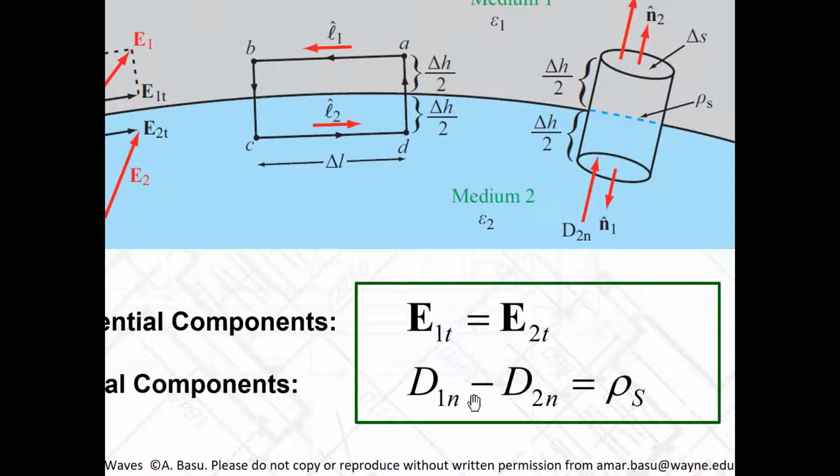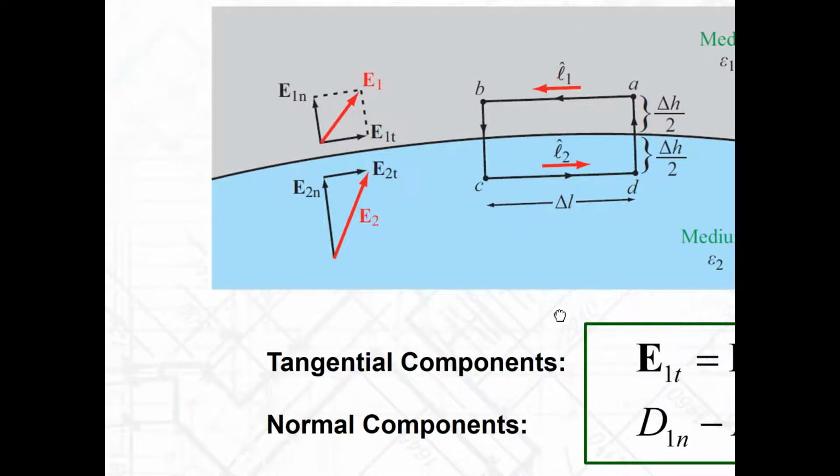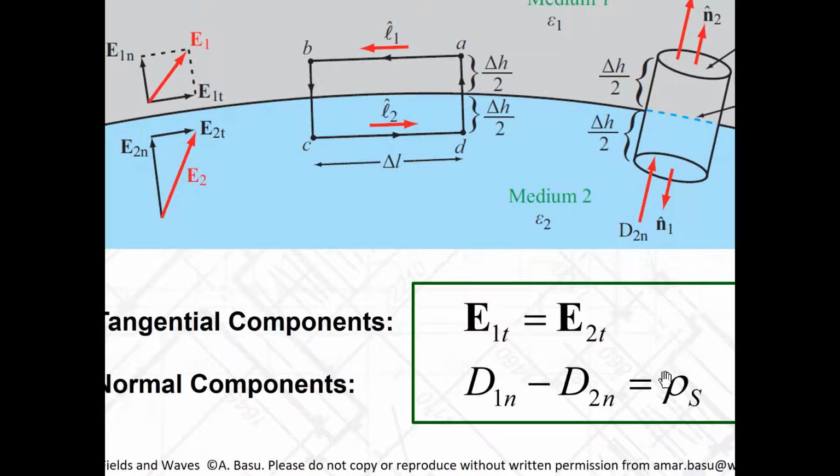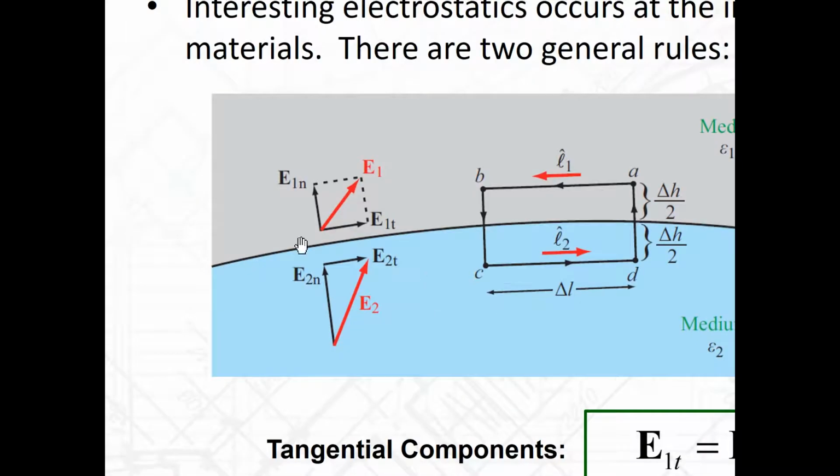So let's describe what the charge density is. Imagine this is a surface, the interface between two different electric materials. There's a surface there, and that surface could have charge on it. If that surface has charge, it changes the boundary conditions. So it's described in terms of a charge density, rho sub s.